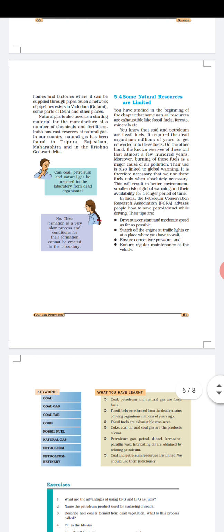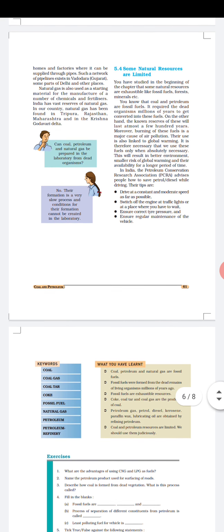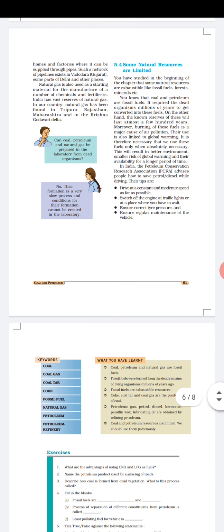Now, let us see some natural resources. Some natural resources are limited. You know that coal and petroleum are fossil fuels. It requires millions of years for dead organisms to get converted into fuels. On the other hand, reserves of these wells last at most a few hundred years. Moreover, burning of these fuels is a major cause of air pollution. They are also linked to global warming. It is therefore necessary that we use them wisely and save our environment.